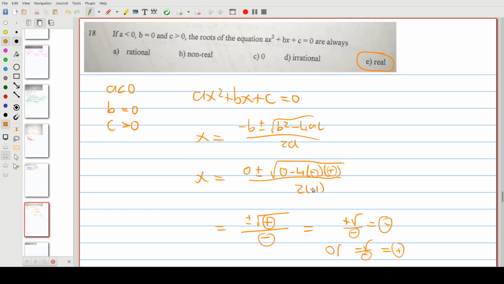To be non-real, we would have had to have a negative in here. For rational, we would have had to have a perfect square under the square root, and we don't know if we've got a perfect square, because all we know is whether it's positive or negative. Irrational, we don't know either, for the same reason. And it won't be 0, because if it were 0, the top would have had to be 0. But we've got a negative and a positive number multiplied together, which won't give us 0. So it's real.